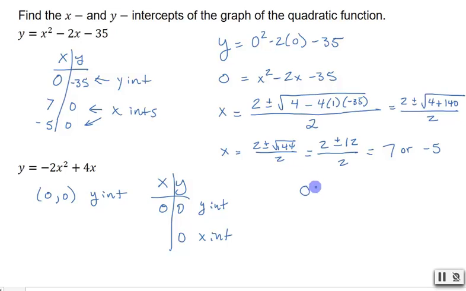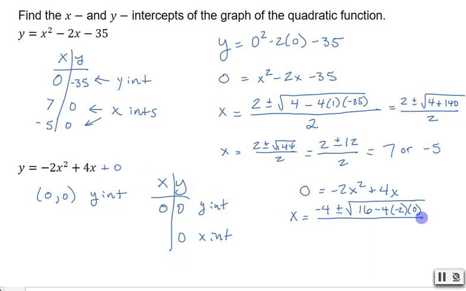So we have 0 equals negative 2x squared plus 4x. Again, if you remember factoring and you want to do that, go ahead. It's really the quickest way. The rest of us, we're going to fall back onto quadratic formula. So x is going to be negative b plus or minus square root of b squared minus 4 times a times c. There is no c here, and that's because it's a plus 0. And that's all over 2 times a.